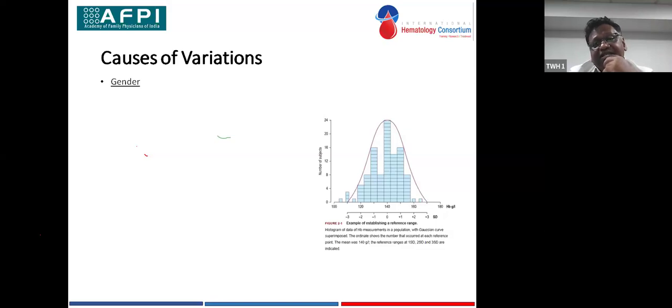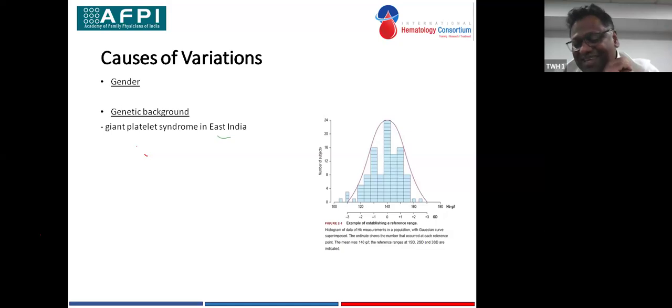The ranges are different as per gender, as per genetic background, and we'll come to a classical case of this in our platelet lecture. What happens is in East India, East and Northeast India, in about 25% of the population, the platelets are larger than normal. About 25% of people in East India, West Bengal, Assam, etc.